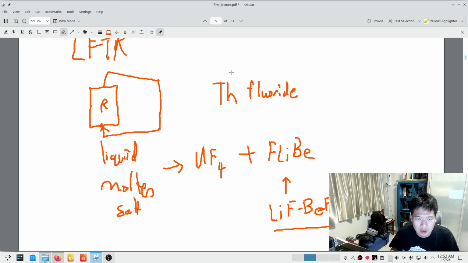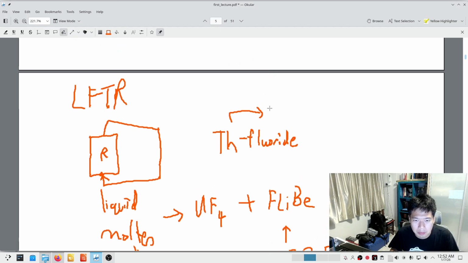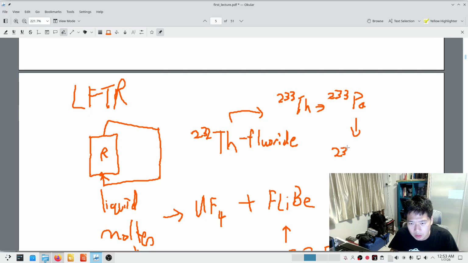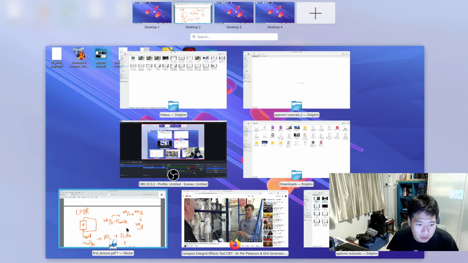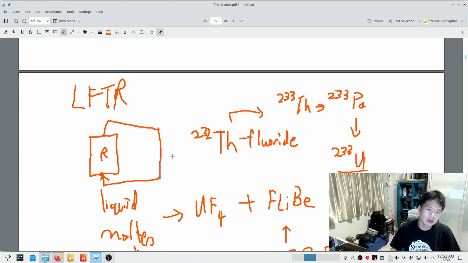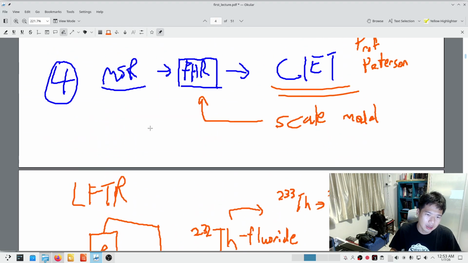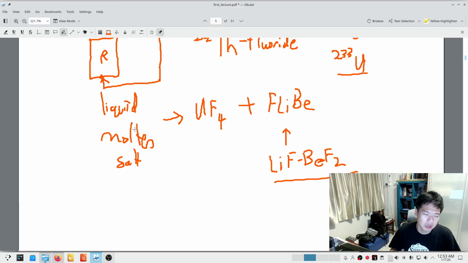This will then absorb a neutron. This is thorium-232. You absorb a neutron to become thorium-233, and it becomes protactinium-233 by beta minus decay. Then it finally becomes uranium-233, which is quite suitable for nuclear reactions, fission reactions specifically. It's because of this that I got interested in the fluoride salt-cooled high-temperature reactor.